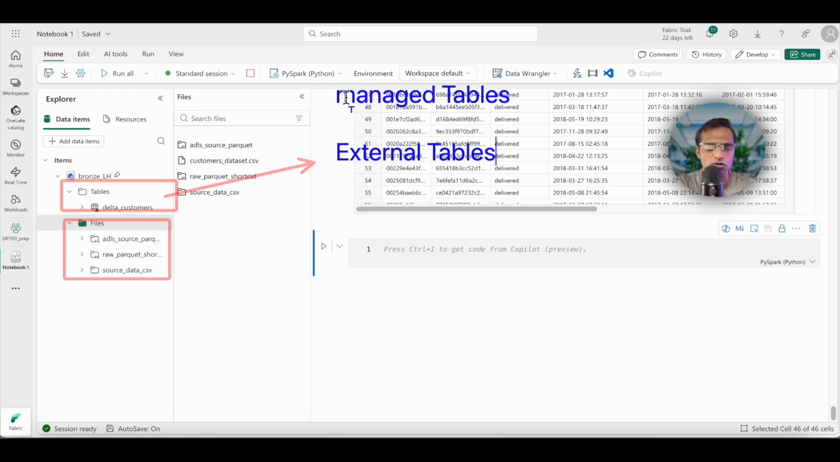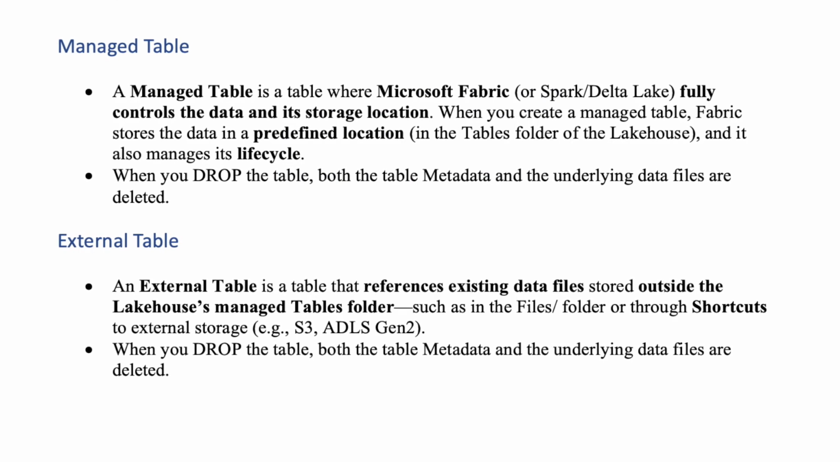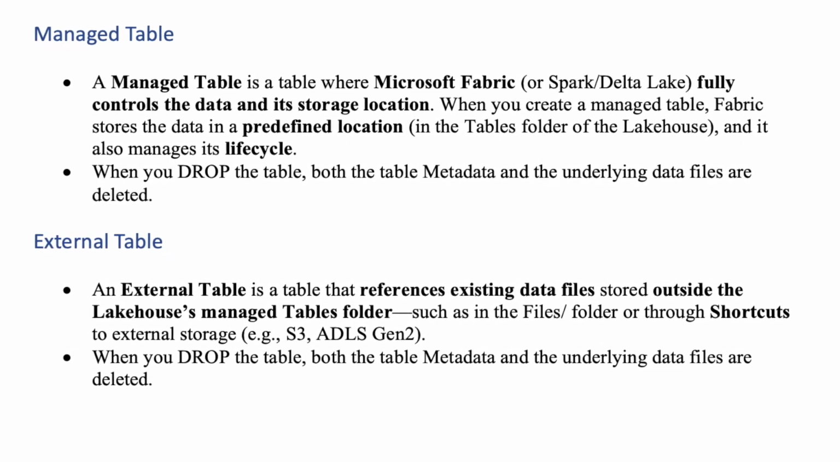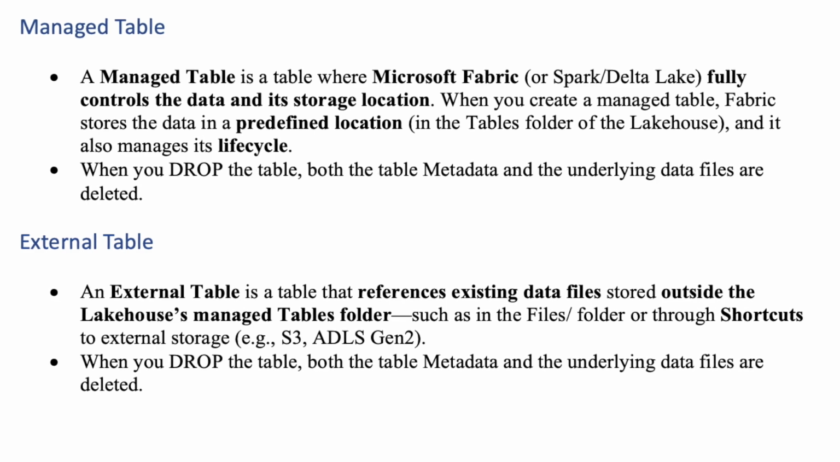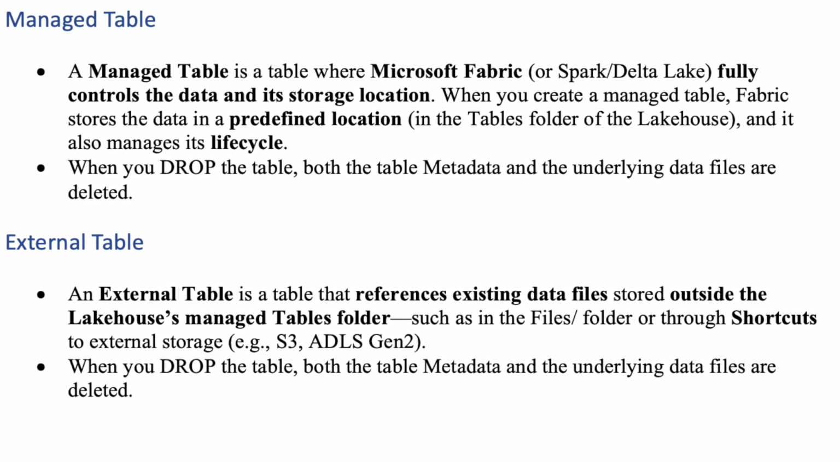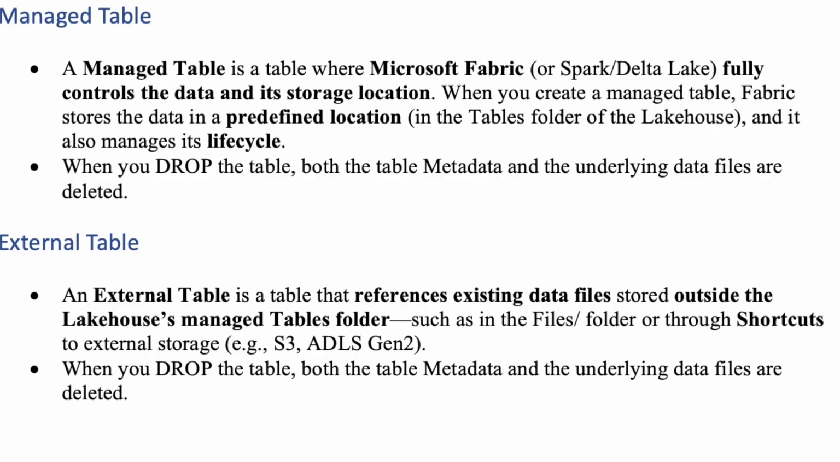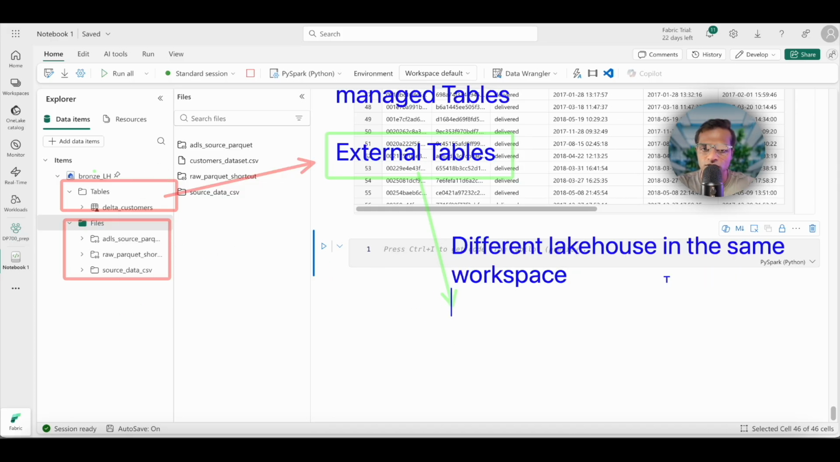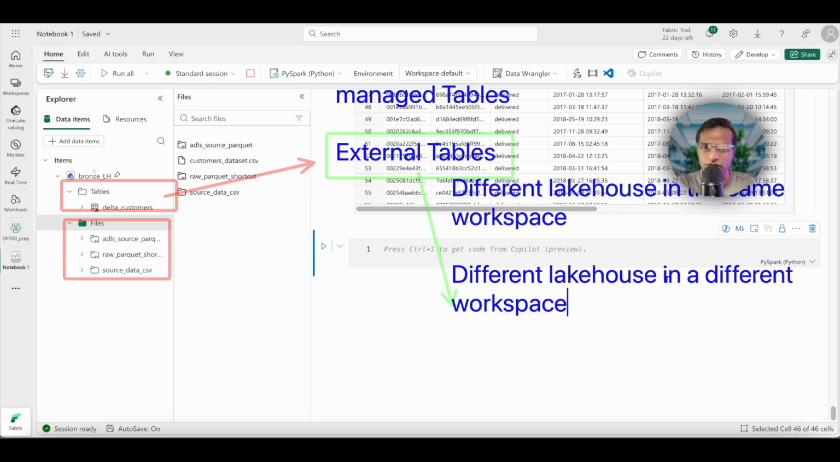We already discussed managed and external tables in the previous videos, but just as a refresher, managed tables are those tables where Fabric controls both the data and metadata, but external tables are those tables where Fabric manages the metadata, but the actual location of the data is specified by us. Now, when it comes to external tables, we can specify the location as the same lakehouse, or a different lakehouse in the same workspace, or a different lakehouse in a different workspace. So all these options are available to us while writing data. Now let's try to see one by one.